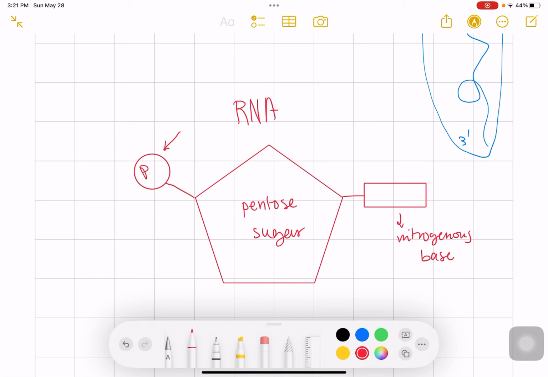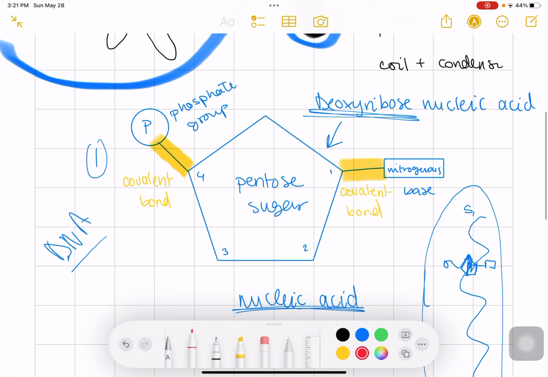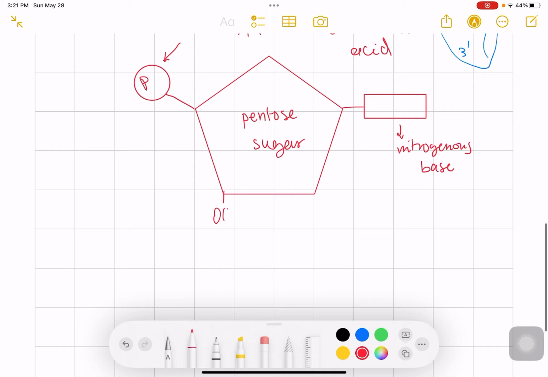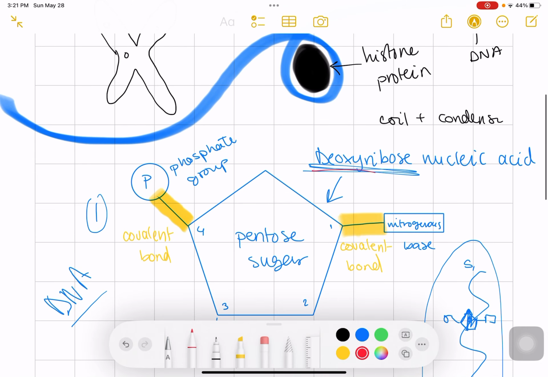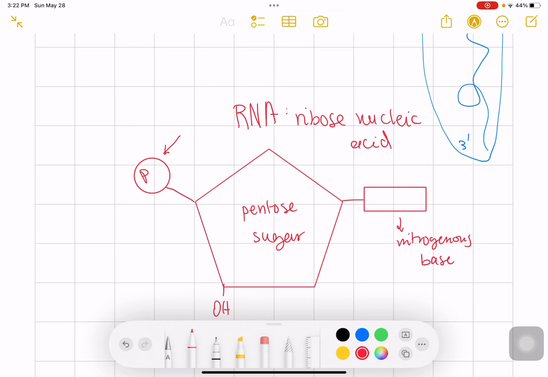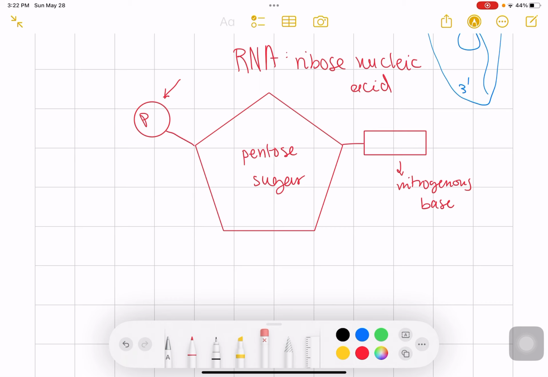Well, RNA stands for ribose nucleic acid. So the difference is that in DNA, we have an H here, because it's deoxy, which means no oxygen. But in RNA, we have an OH here, because here it's just ribose with the oxygen. So that's just important to note, but you don't have to include that in your diagram.